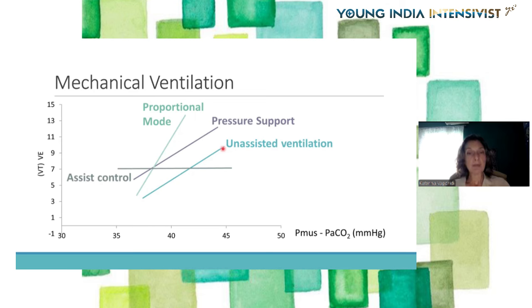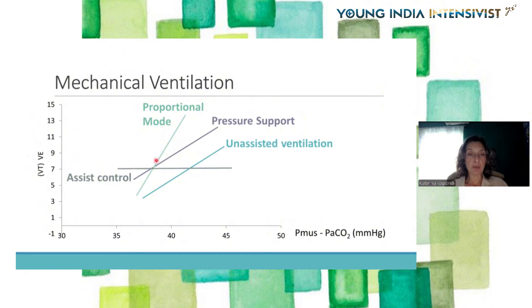What happens with mechanical ventilation? That depends on the mode we are ventilating the patient. If the mode is an assist control mode, then clearly the patient will take the same tidal volume irrespective of the level of effort. So this will be a flat line parallel to the x-axis.